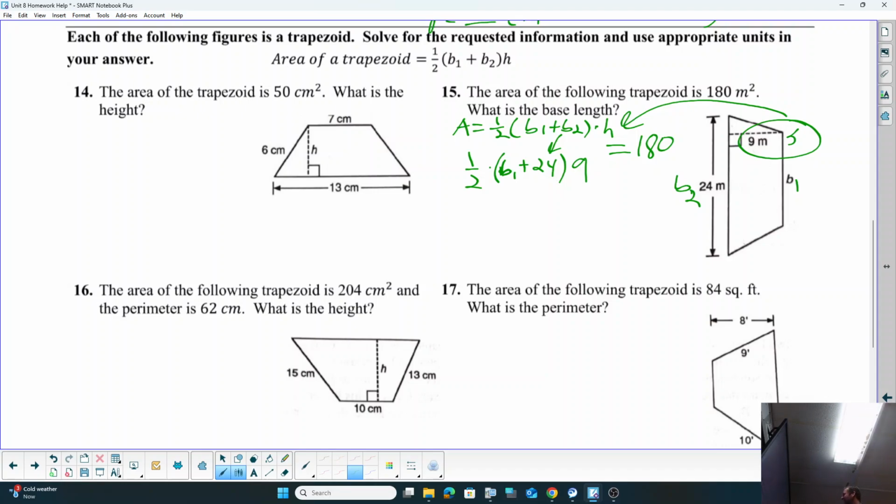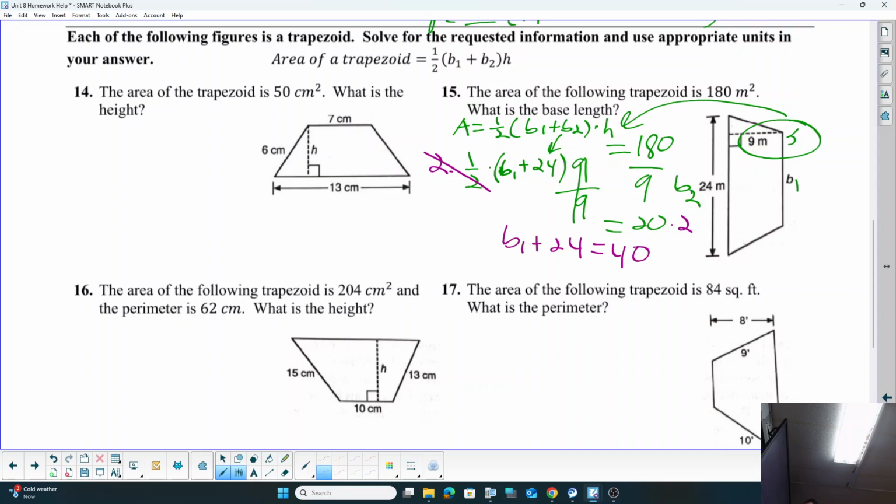Okay, there we go. So they want you to solve for B1. Let's go. So we have 9/2. I guess we could divide by 9 first. So 180 divided by 9. 9 goes into 18 twice. That one's done. Then we have to multiply by 2 over to this side. So we get 40 is equal to B1 plus 24.